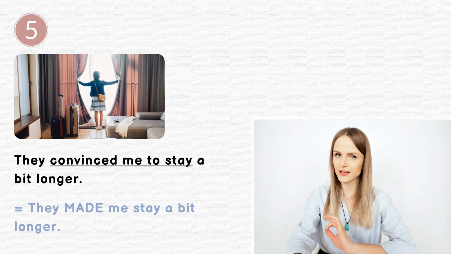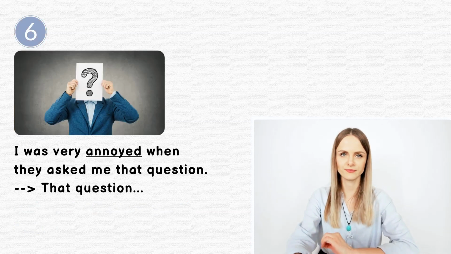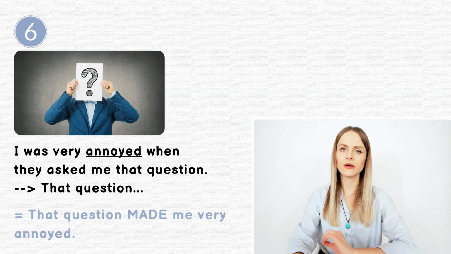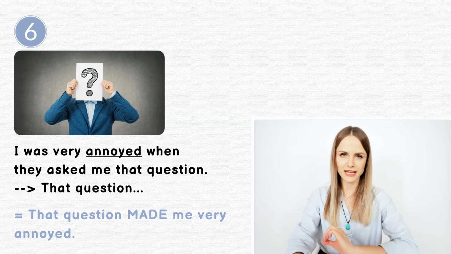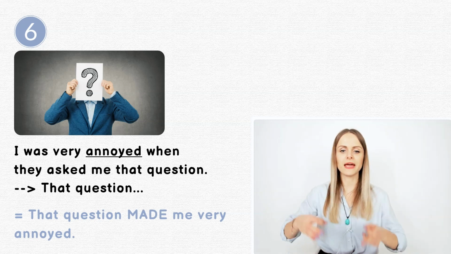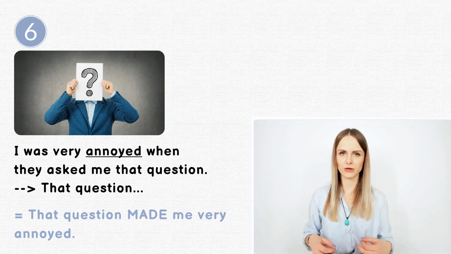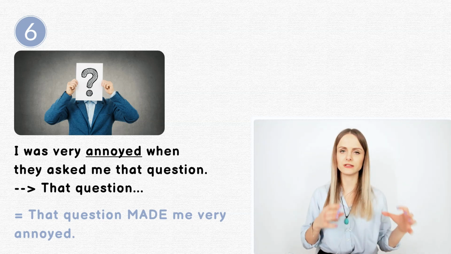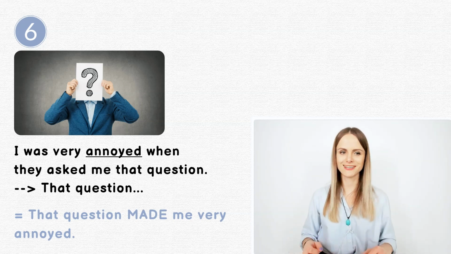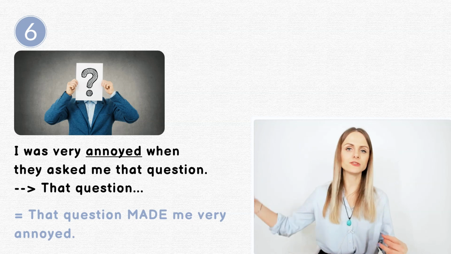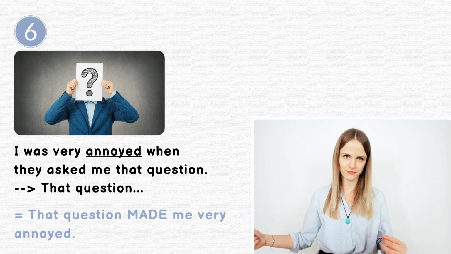And number 6, the last one. Stop the video and try to paraphrase. You know, that question made me very annoyed or very irritated. That question made me very annoyed. Okay, so you have this verb made in the past, me, and then the adjective very annoyed. So of course you could say this question was very annoying for me, or the question made me very annoyed.